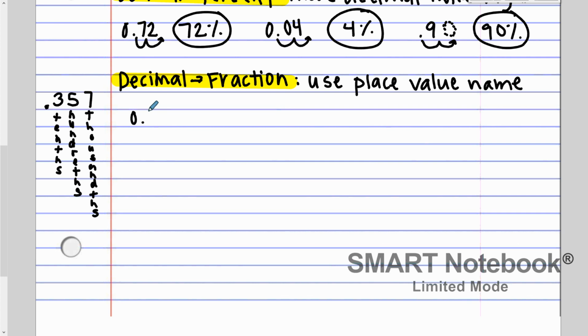Okay, so let's do 0.25. We would say tenths, hundredths. So this 5 is in the hundredths. So we would say this as 25 hundredths, and that's exactly how we write it as a fraction. 25 hundredths, 25 over 100. As long as we know these decimal places, these are not that bad. Okay, try this next one. Look at where the 5 is. We would pronounce this as 5 tenths. So we would write that as 5 over 10, 5 tenths.